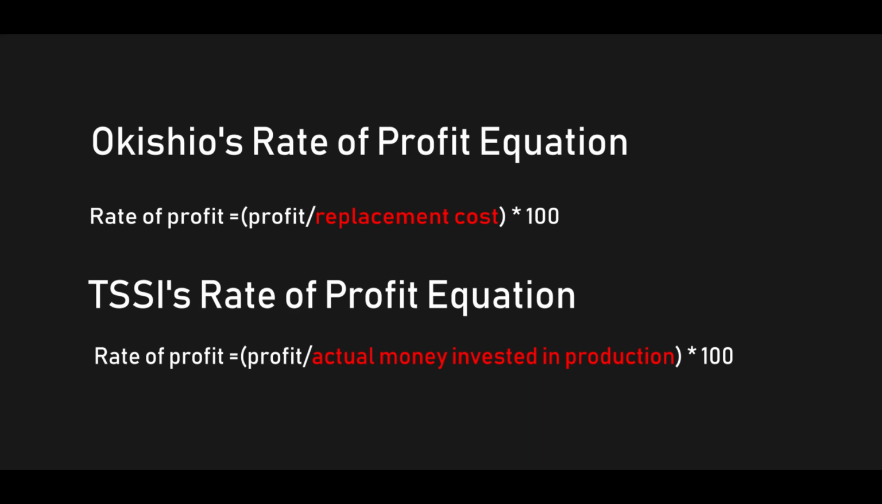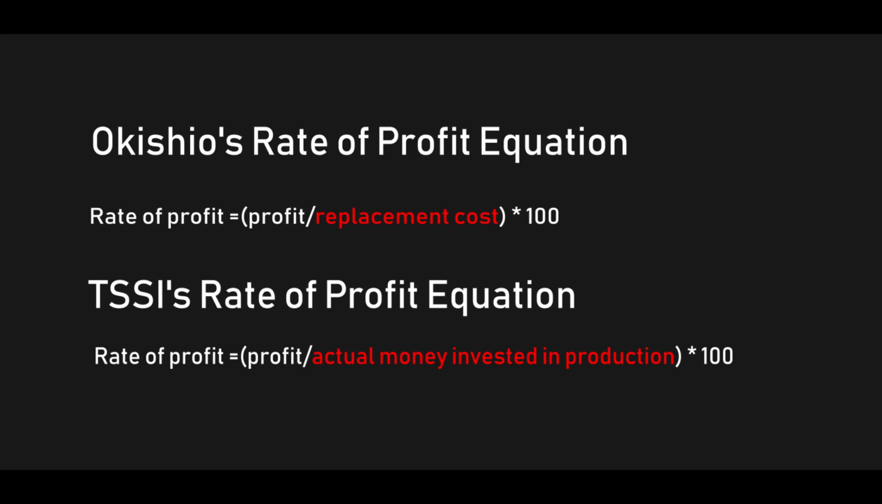Okishio measured the rate of profit by taking profit as a percentage of the replacement cost. Replacement cost is the cost of replacing machinery and equipment after it expires. TSSI scholars believed that Marx's understanding of the rate of profit was based on profit as a percentage of the amount of money that had actually been invested in production. The problem with Okishio's approach, as the TSSI scholars argued, was that it compared prices between two static points in time. Replacement costs of machinery and equipment at some point down the line would always be smaller than their cost when they were first purchased due to the investment in constant capital.